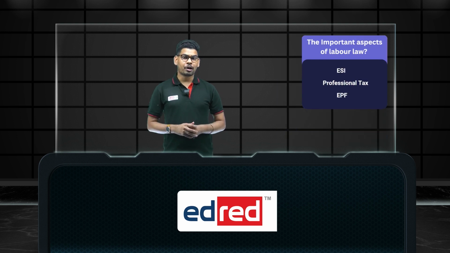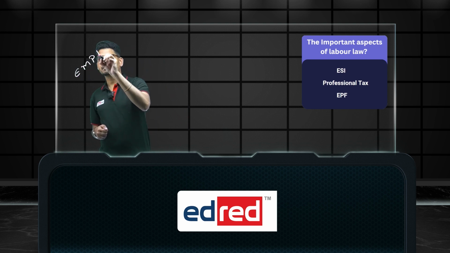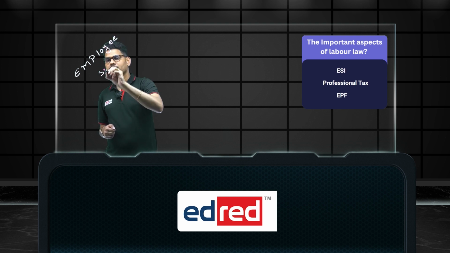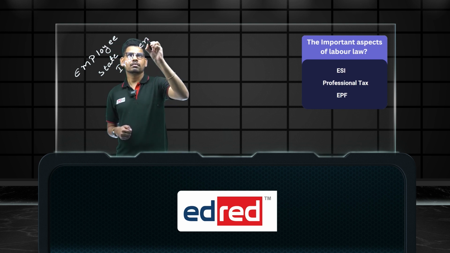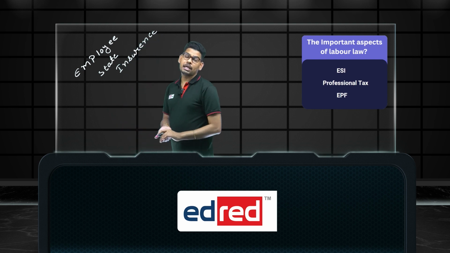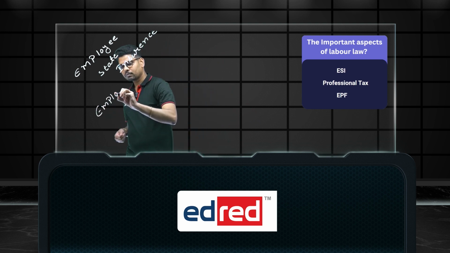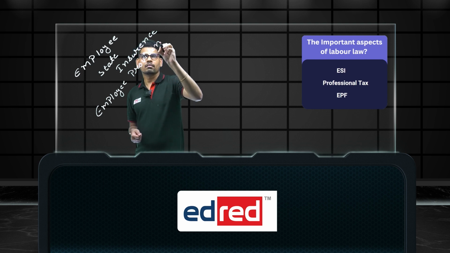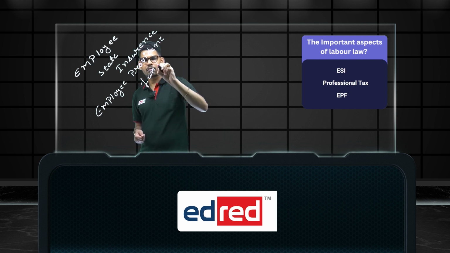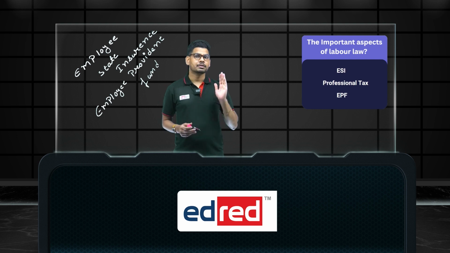The important aspects of labor laws are ESI, professional tax, and EPF. ESI stands for Employee State Insurance, whereas EPF stands for Employee Provident Fund, and then professional tax. We'll see all these aspects one by one. So we'll start with ESI.